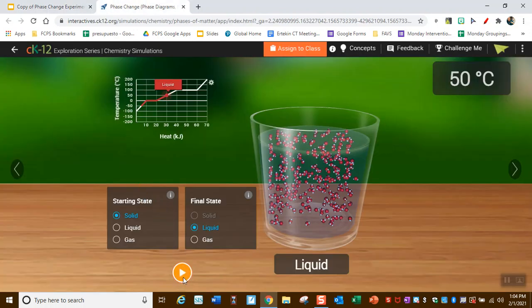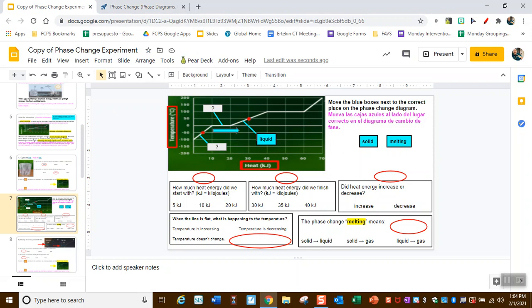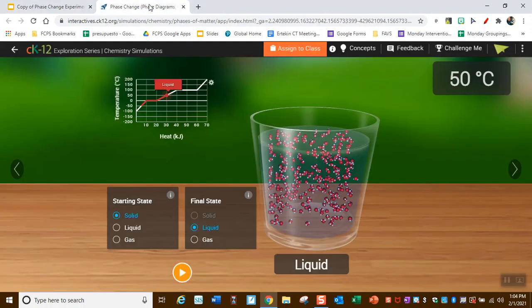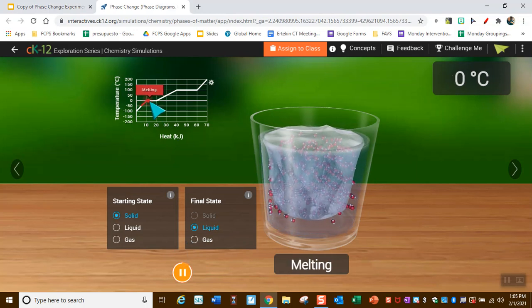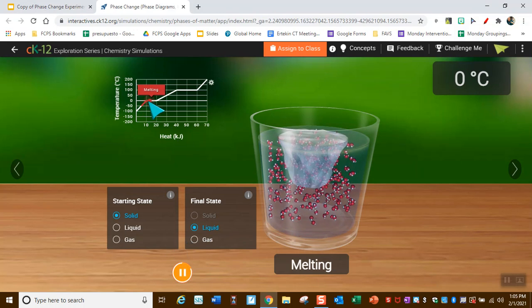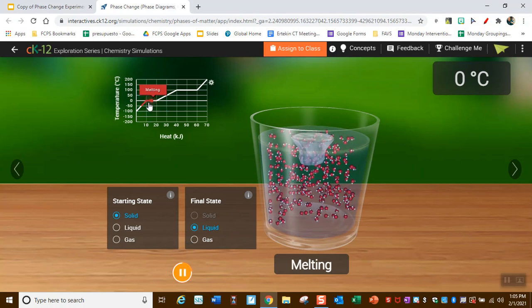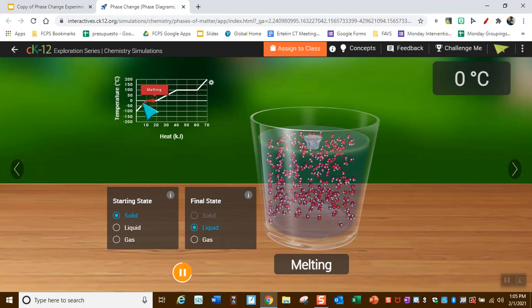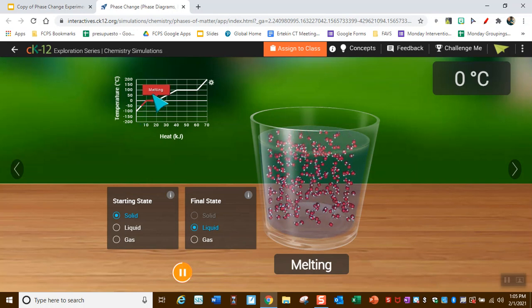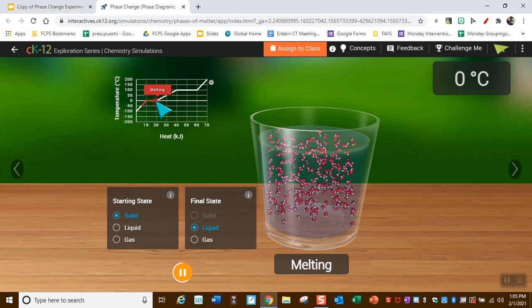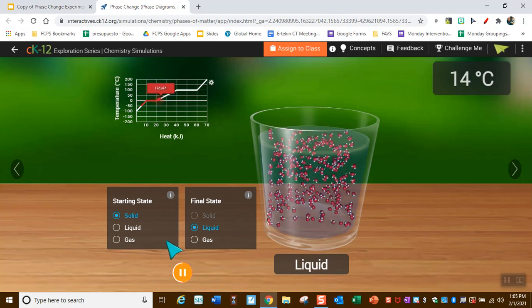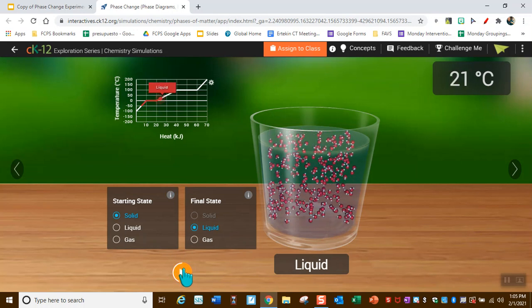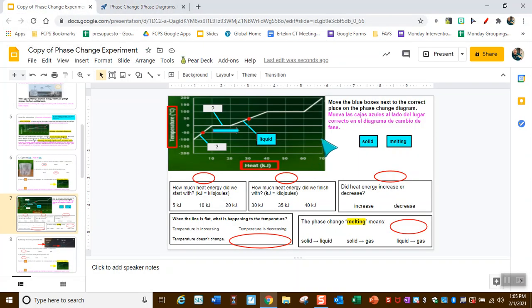Let's click play again so we can find out where is solid and melting. Play. So here is solid and here it's melting. So when the line is over here flat, it's melting. Okay? So you need to pay attention to the words on the graph. And then when it goes up, it's now a liquid. Okay? Good job. So let's move our boxes.